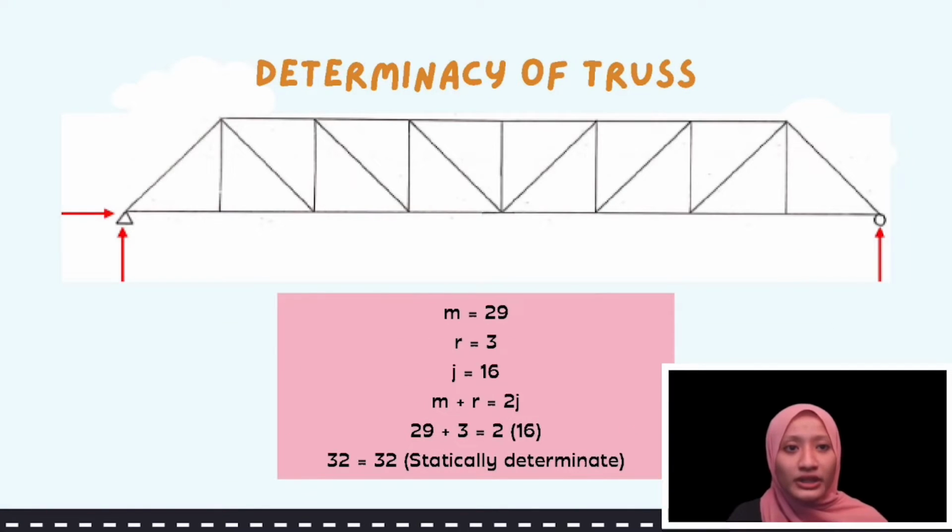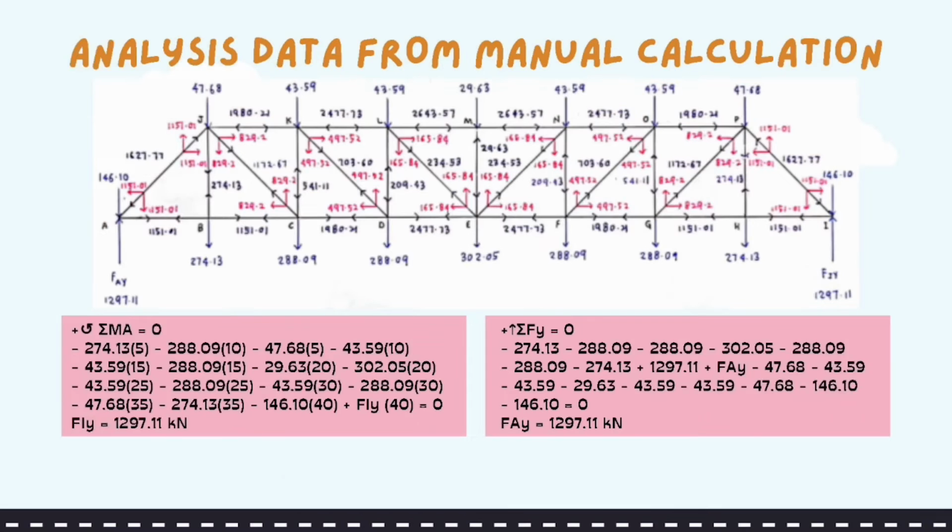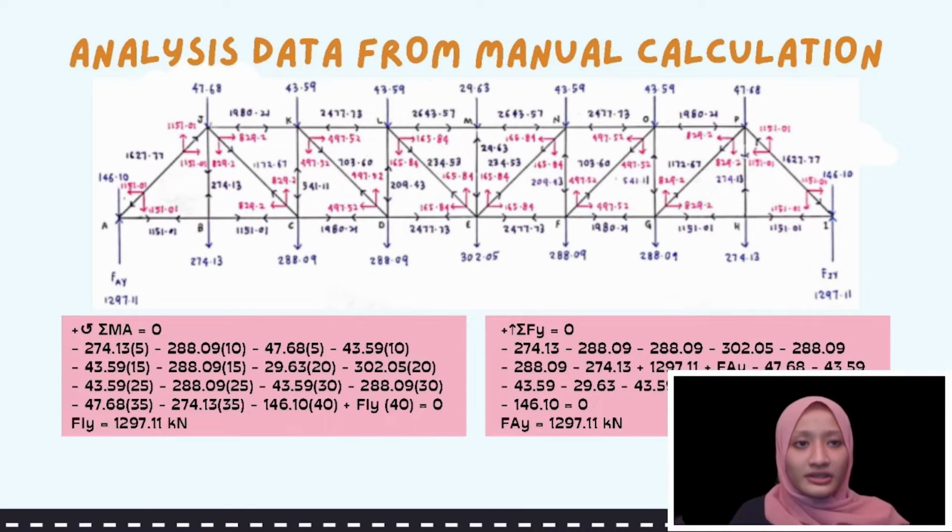Firstly, we need to calculate the members, the joints and the reactions of the structure. And then we need to make sure that the members plus the reactions equal 2 times the joints. So the value that we get is 29 equal to 29, which is statically determinate and stable. So it is proved, because the supports are a pin and a roller. So for the manual calculation, we use the alternative method. We can see that the reaction for AY and IY is 1297.11 kilonewton and it is in the upward direction.